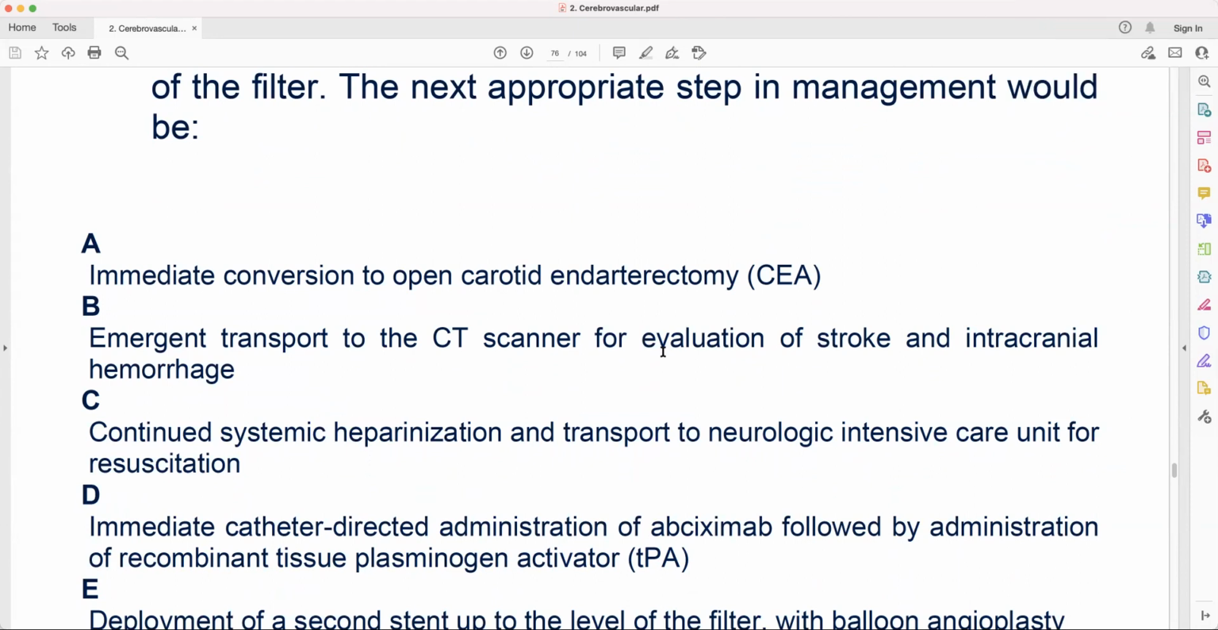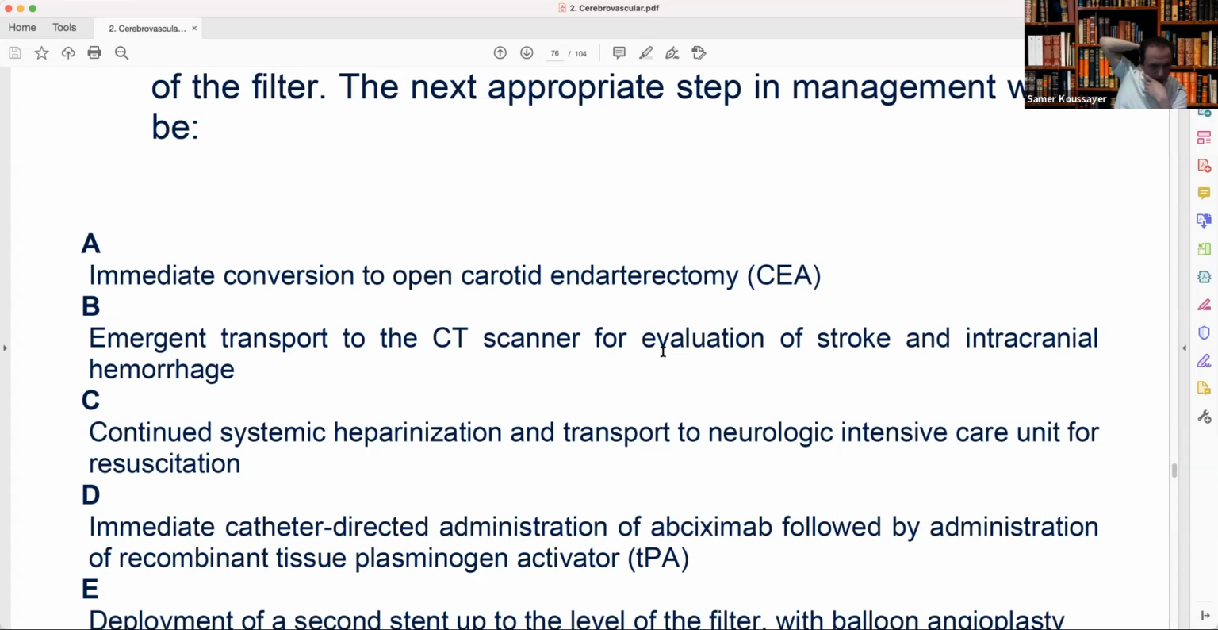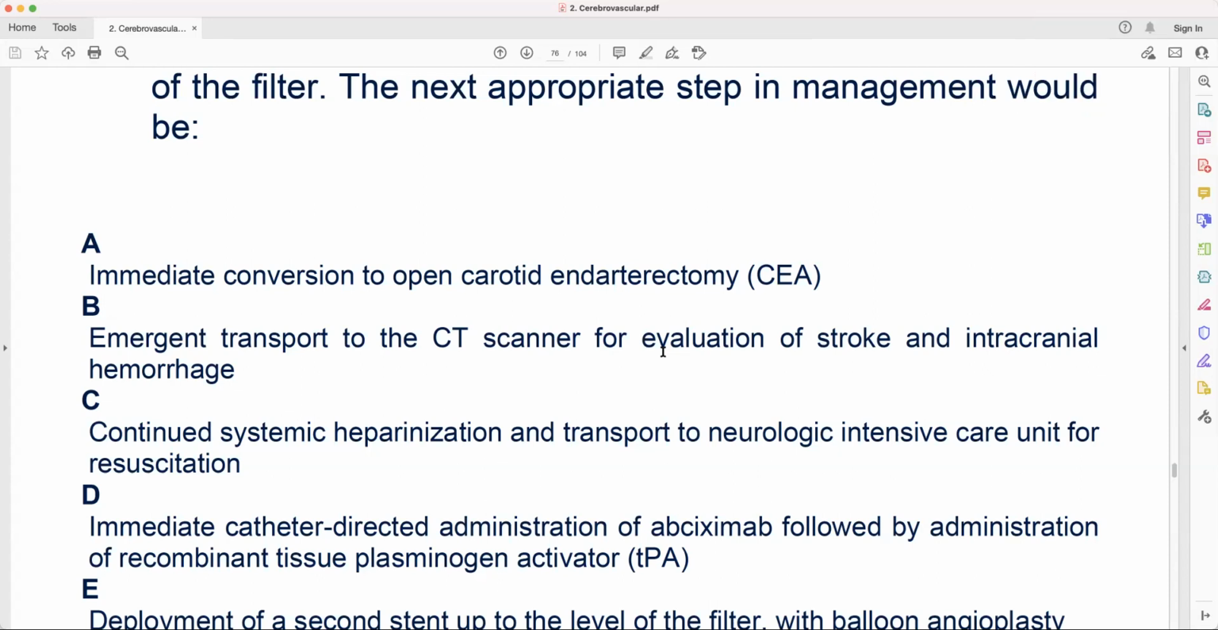C, continued systemic heparinization and transport to neurological intensive care unit for resuscitation. Also wrong, because you need to fix the problem. You already know the problem, and this is the best time to fix it now. So this is wrong.